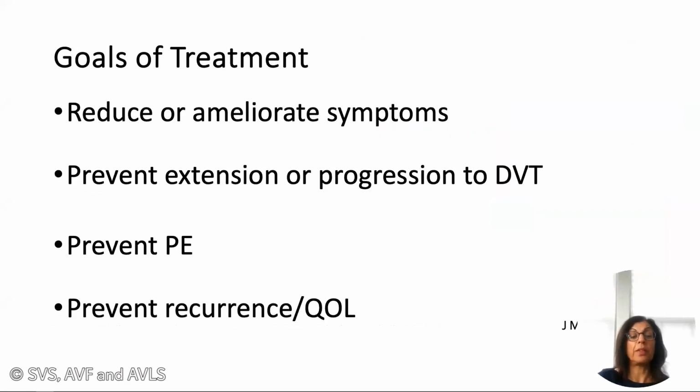So the goals of treatment are very important. We want to reduce or ameliorate symptoms since these patients have a lot of pain with SVT. We want to prevent extension or progression to DVT. We want to prevent pulmonary embolism, of course, prevent recurrence and improve the quality of life.